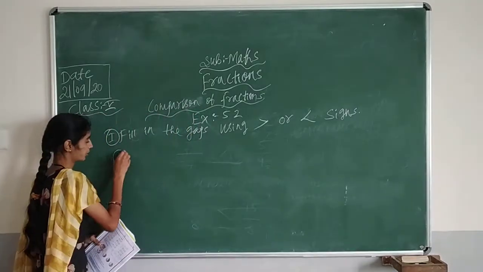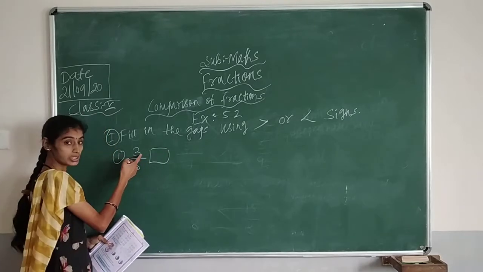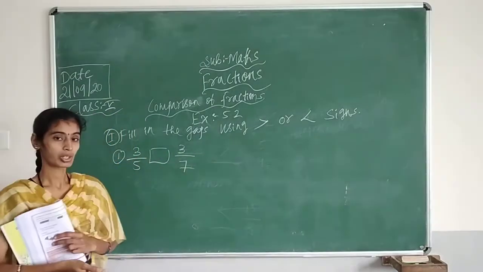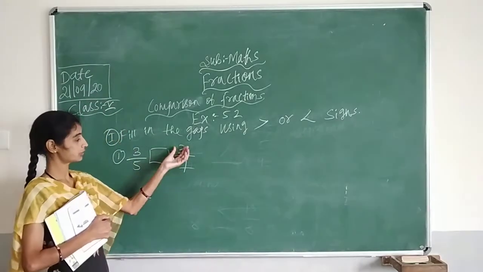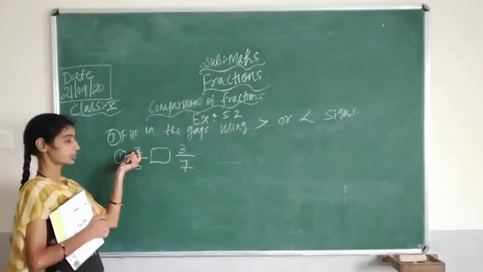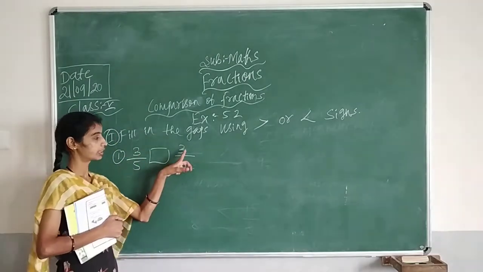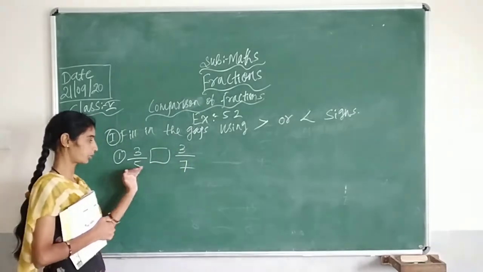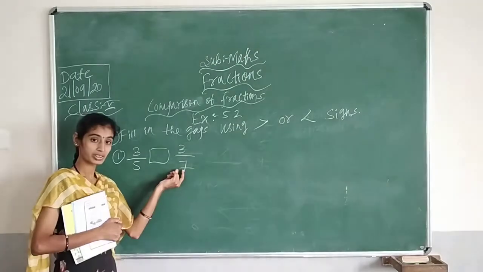So in that first question, one fraction is 3 by 5 and the second fraction is 3 by 7. So now children try to do it. It's very simple. So first you have to see the numerator values, then you have to see the denominator values. So now you see the numerator. So in numerator the values are same. So here also it is 3, here also it is 3. So what we have to do, children? Yes, we have to move to the denominator and see the values in the denominator. Here it is 5, here it is 7.